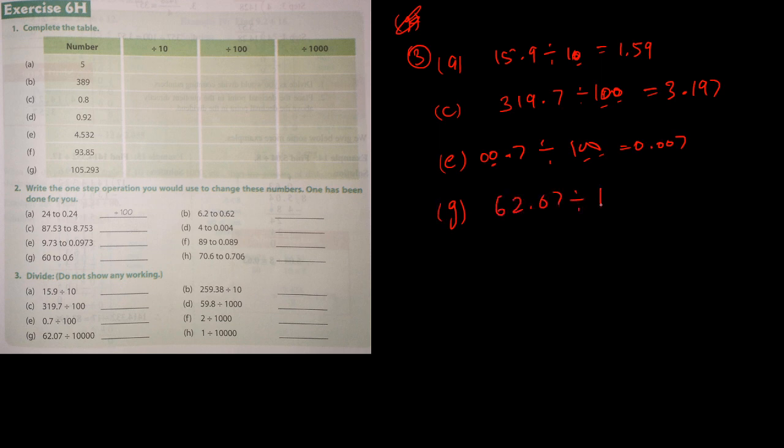Now question G, 62.07 divided by 10,000. So it has 4 zeros. So this decimal will shift 4 digits, but there are only 2 digits. So increase 2 zeros by your own and the answer will be 0.06207. Fine. So this is all for today.